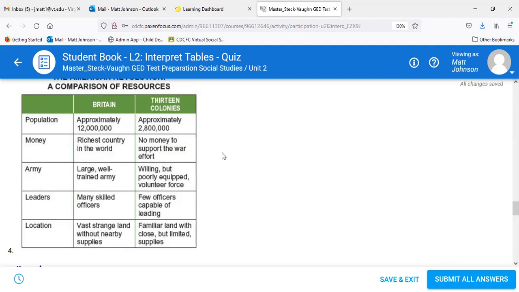And then location. So for Britain, I mentioned this too, the Atlantic is a great barrier between North America and any enemies. It takes a long time to get here. So it's a vast, strange land for Britain without nearby supplies, right? Most of their supplies are going to come from overseas. So that's always an issue. Of course, they can always get stuff from Canada too, since that was a British colony as well.